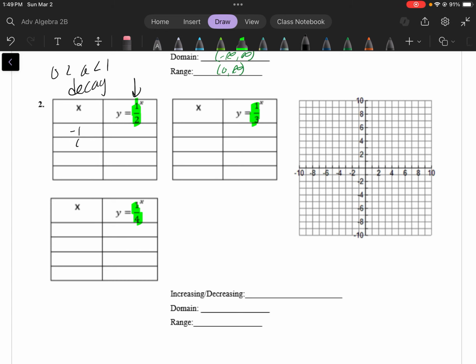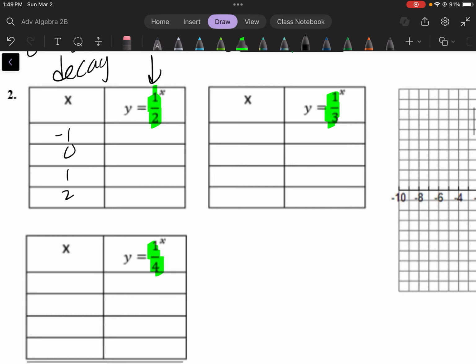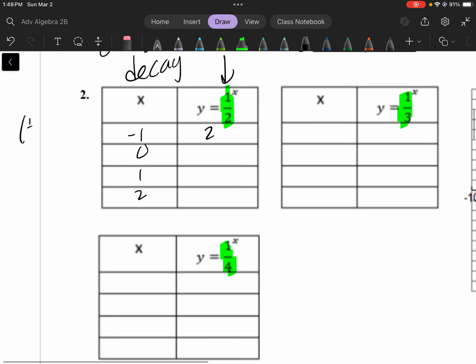So again, if I plug in -1, 0, 1, and 2, 1/2 raised to the negative first is 2, because it's going to flip your fraction. The numbers switch spots, which makes it a 2. Anything raised to the 0 power is 1. And then 1/2 raised to the first is 1/2. And then 1/2 squared, so 1/2 times 1/2, would be 1/4.